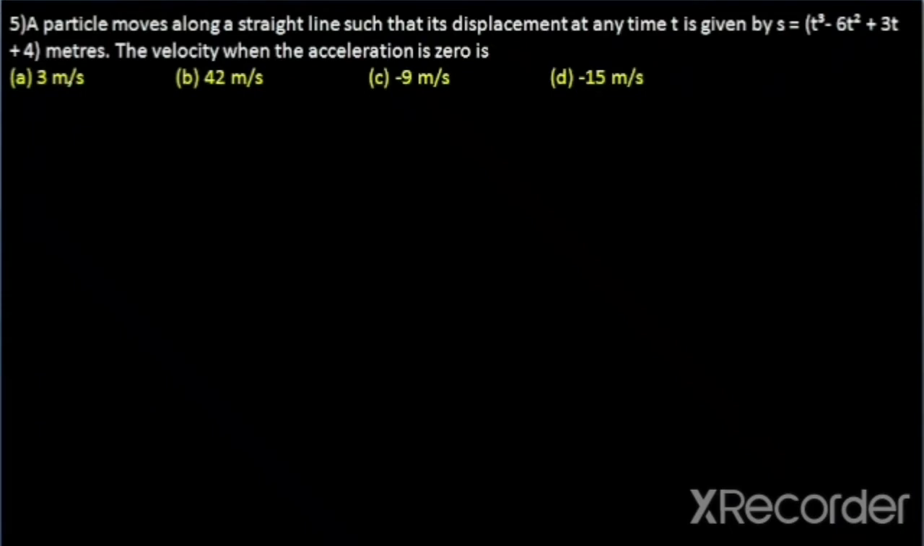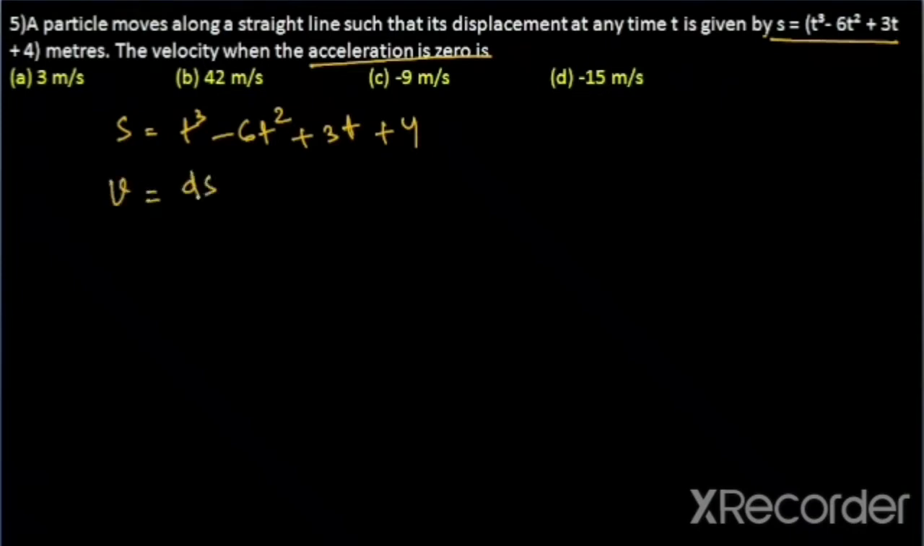Next is question number 5. A particle moves along a straight line such that its displacement at any time t is given by s is equal to t cube minus 6t square plus 3t plus 4. The velocity when the acceleration is 0. This is the displacement, so we can find out velocity. V is equal to ds by dt, and after doing differentiation we get 3t square minus 12t plus 3. Then acceleration is dv by dt.